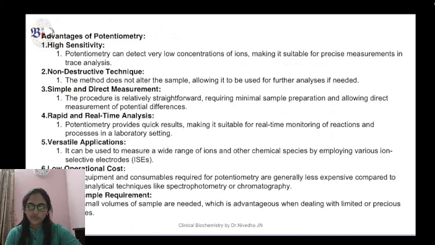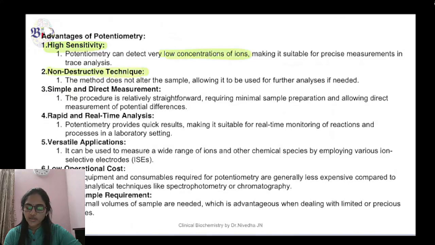Advantages of potentiometry: it is highly sensitive. For sodium concentration, I have an electrode specifically for sodium. For potassium, I have an ion selective electrode membrane specific for potassium, specific for calcium, specific for any ion. I have a pH meter specific for that. So it is very highly sensitive, and even low concentrations of ions can be picked up by the ISE membrane.